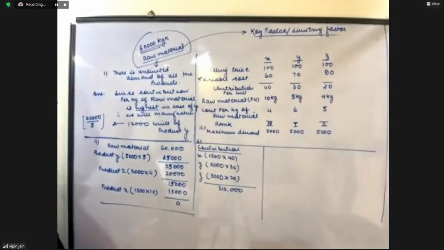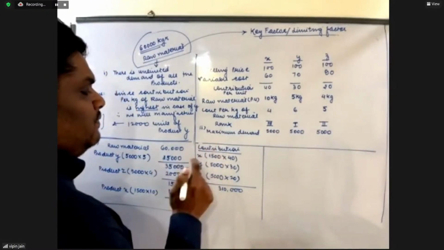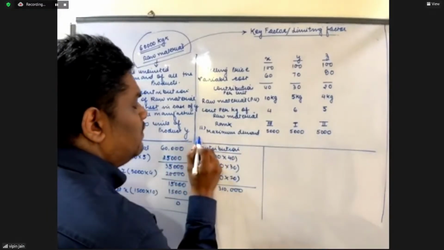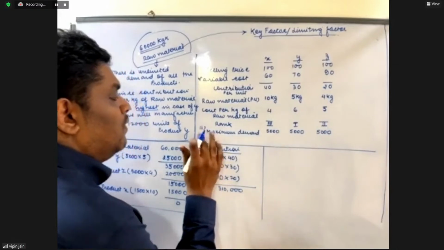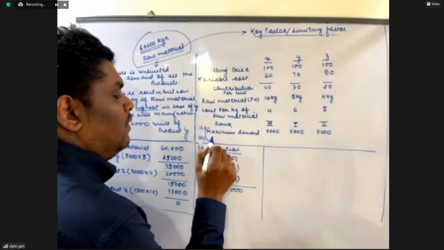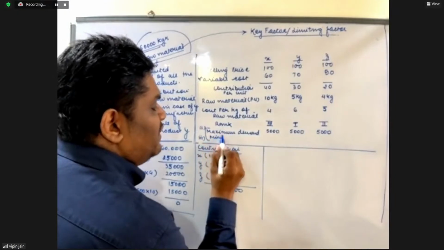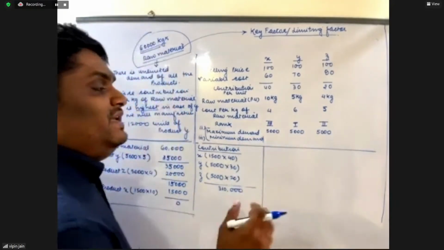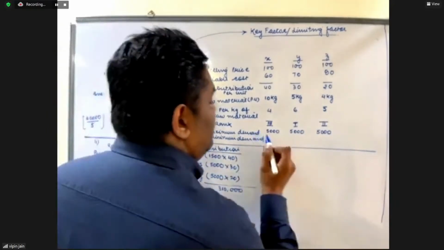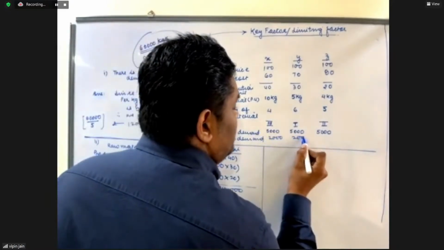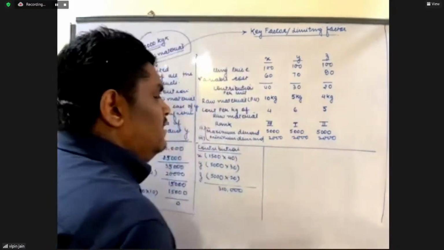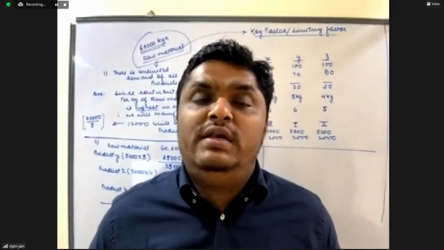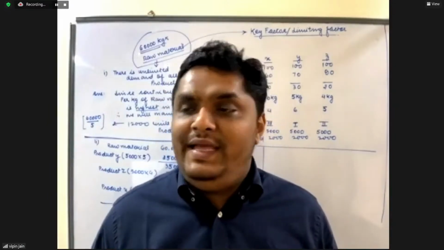So let's take one more situation. Wherein the minimum demand is also given. It means you have to manufacture at least these many units. That is 2,000, 2,000, 2,000. The information is given in the question that at least 2,000 units you have to manufacture of all the products, that is X, Y, and Z.